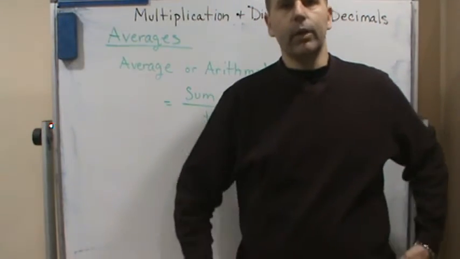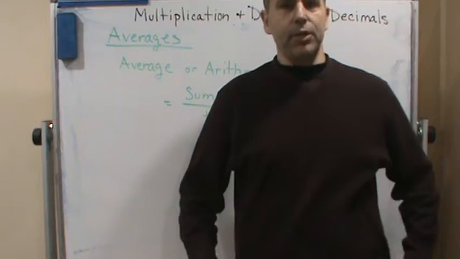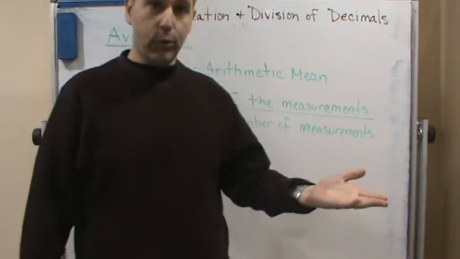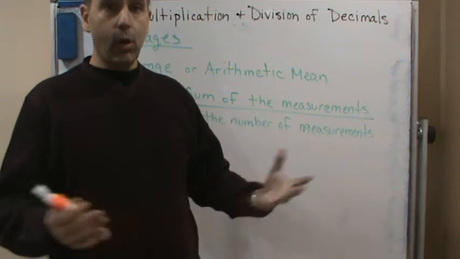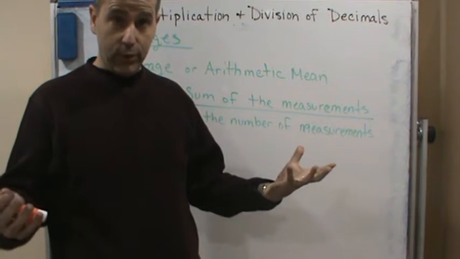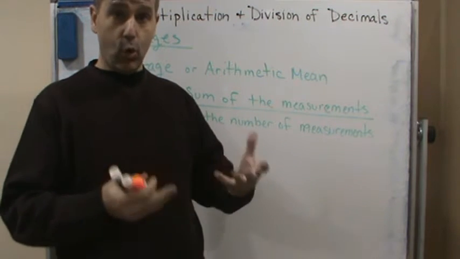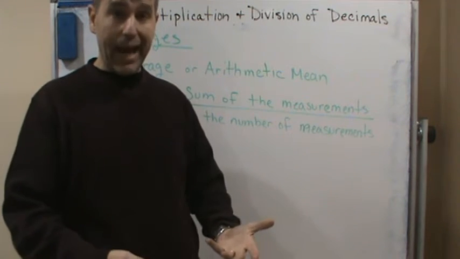Okay, so welcome back, and today we're going to talk about averages. So how do we take the average of a group of numbers? Very simple. We take those values, those numbers, we add them up, and then we divide by the total number of numbers that we have.